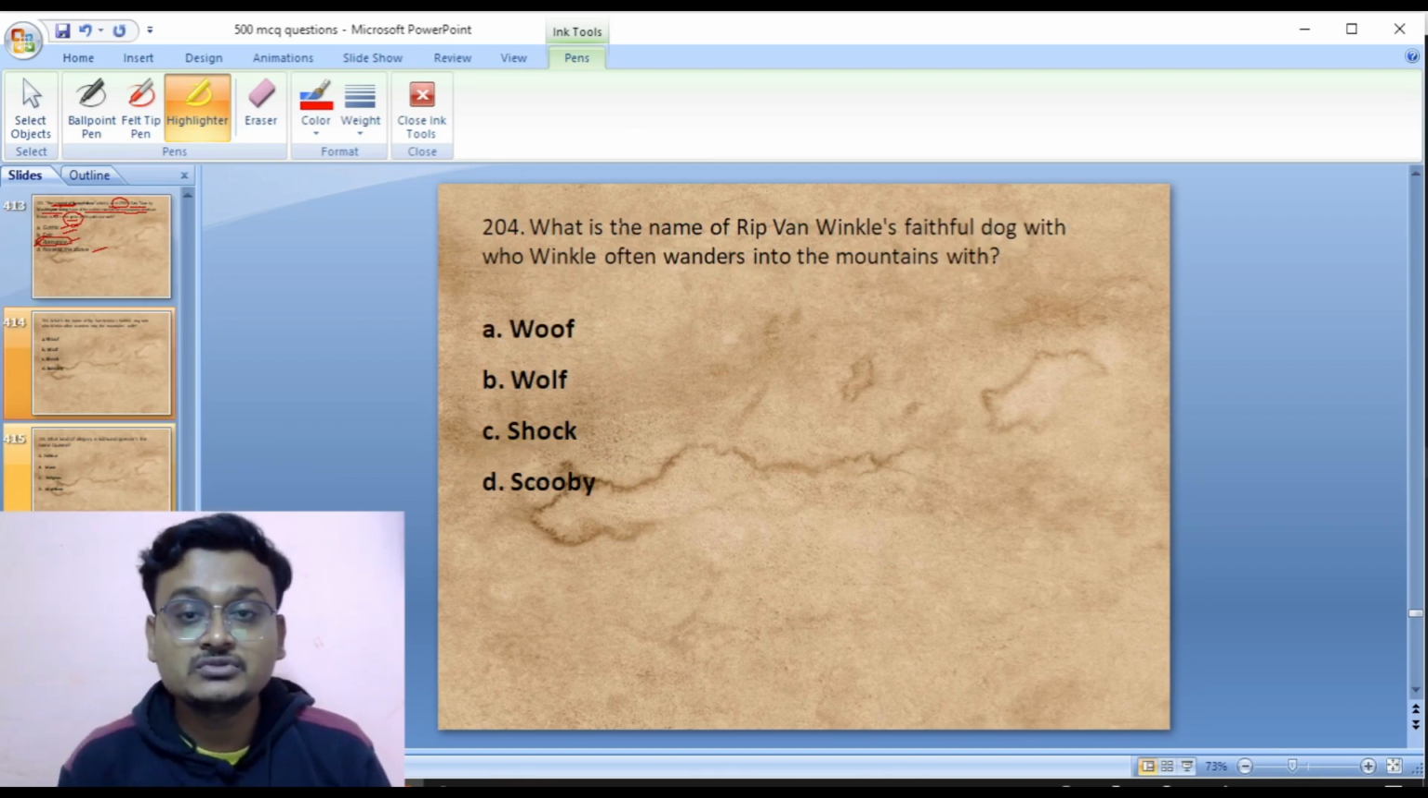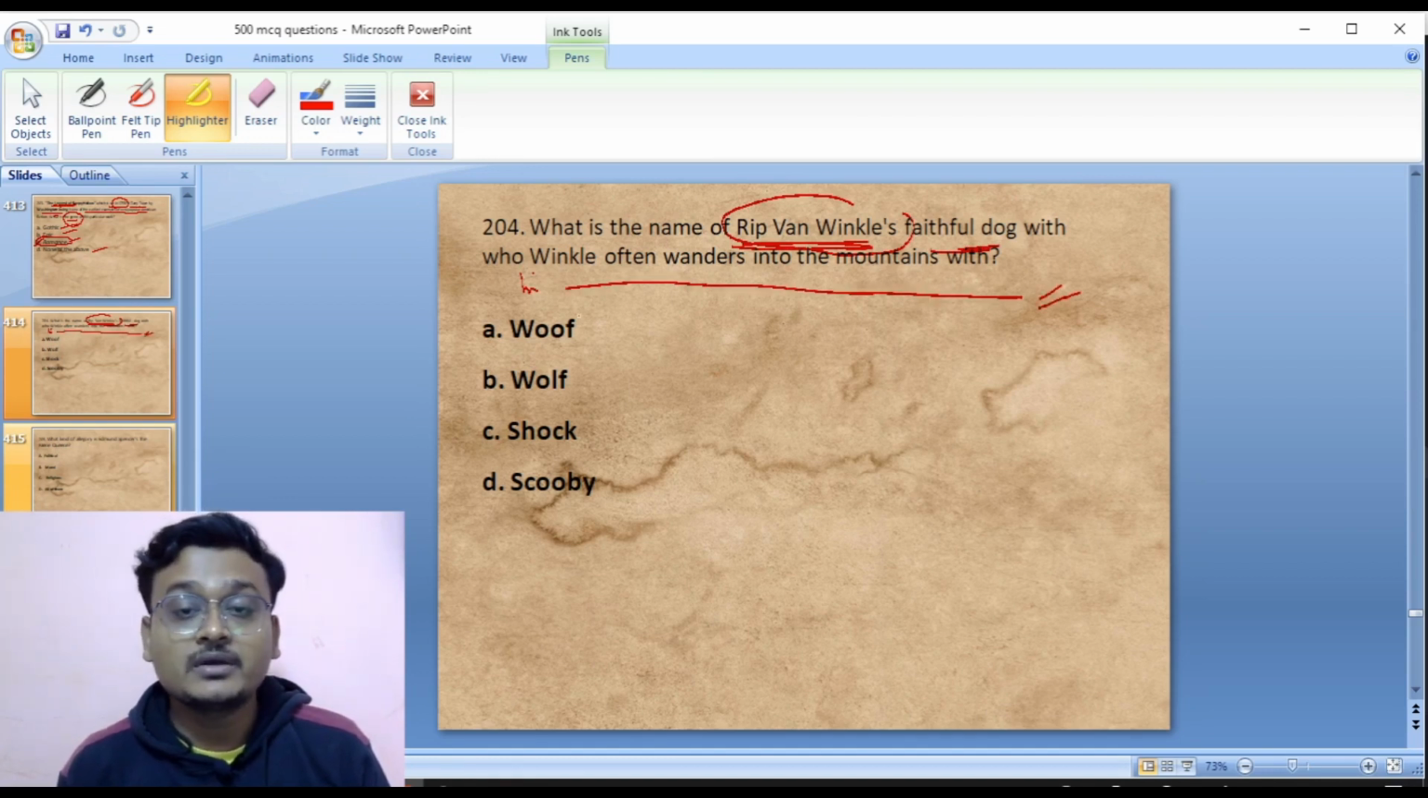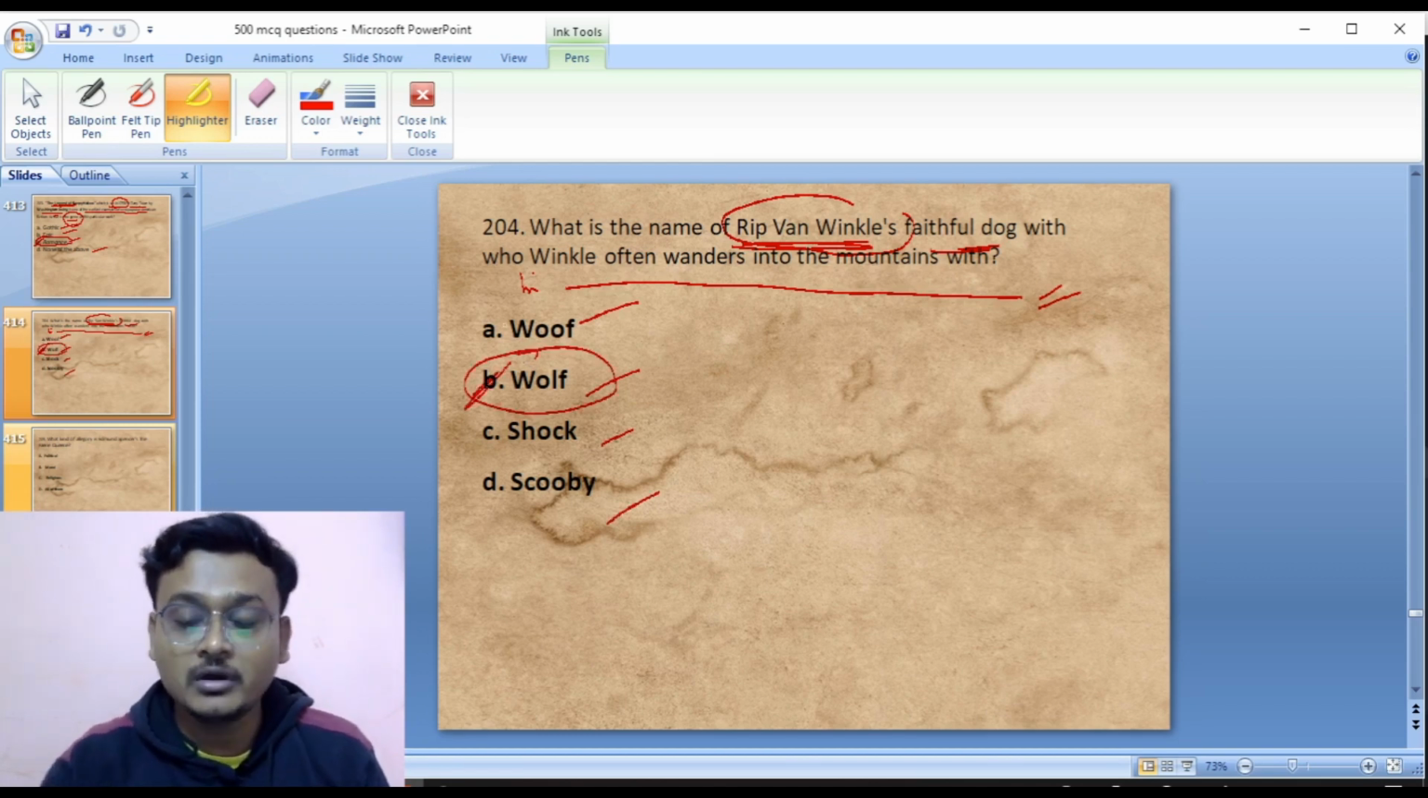Move to 204. What is the name of Rip Van Winkle's faithful dog, with whom Rip often wanders into the mountains? Okay, Wolf, Sock, Scobby. So it was Wolf. So Wolf was Rip Van Winkle's faithful dog.